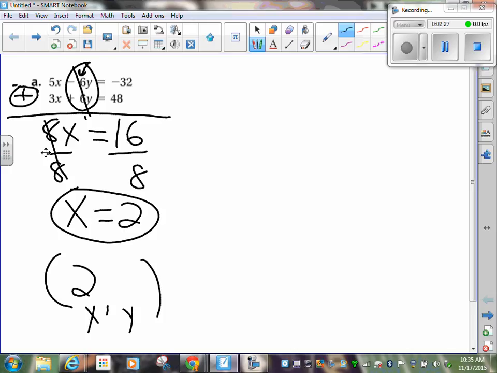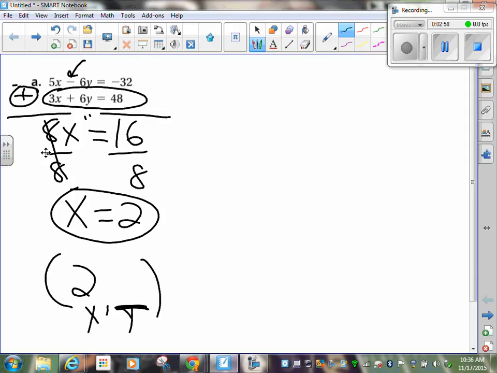Now I have to find out what y equals. So all I do, I take a look at my original equations and decide which one I want to put it in. To make life easier for you, pick the equation where it's a plus and not a minus. It doesn't matter which one you use, but it makes life easier if everything is positive. Okay? But it doesn't matter.